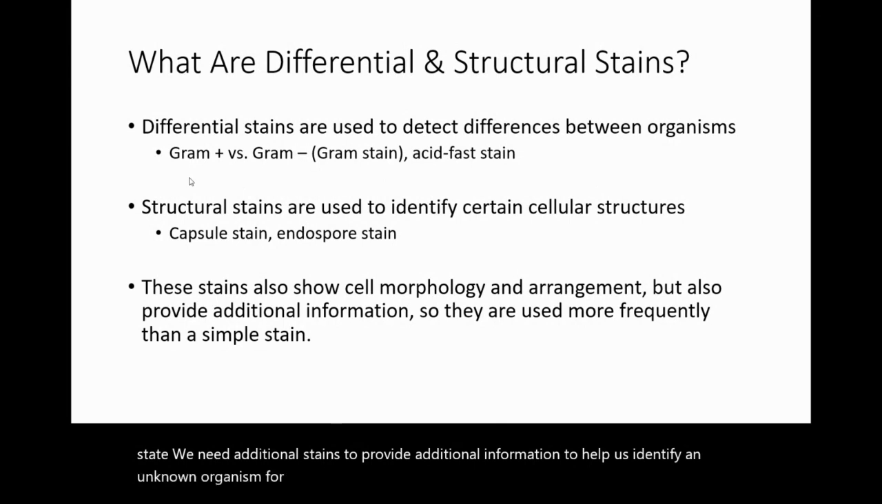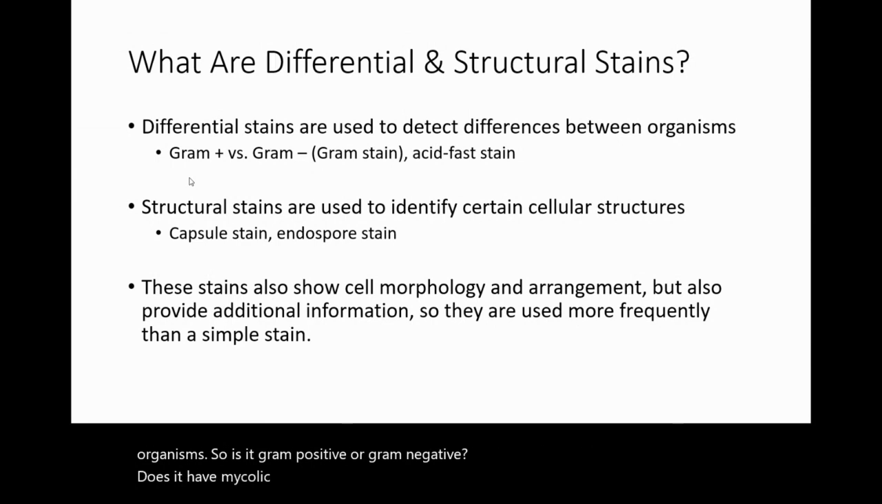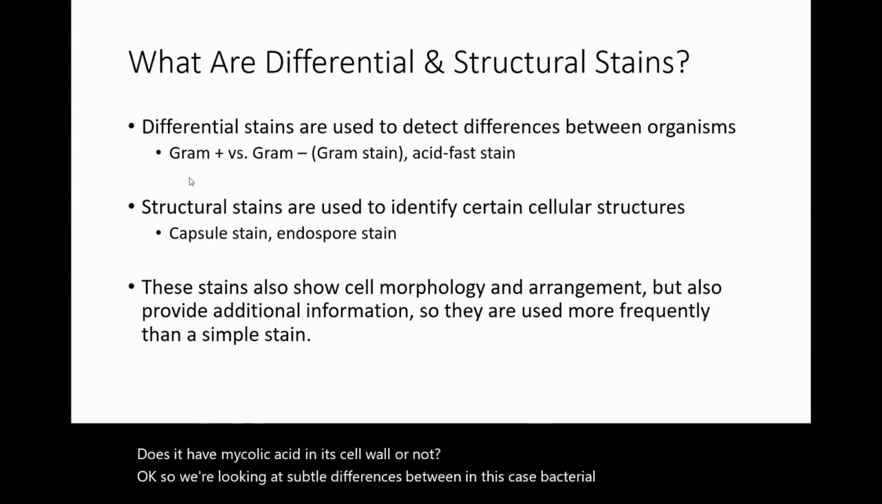So a differential stain is used to detect differences between organisms. So is it gram positive or gram negative? Does it have mycolic acid in its cell wall or not? Okay, so we're looking at subtle differences between, in this case, bacterial species to further identify what they are.